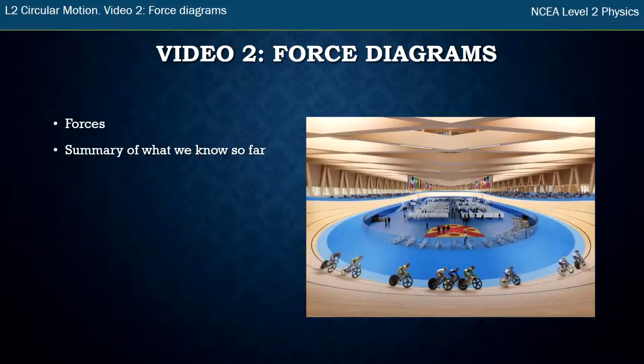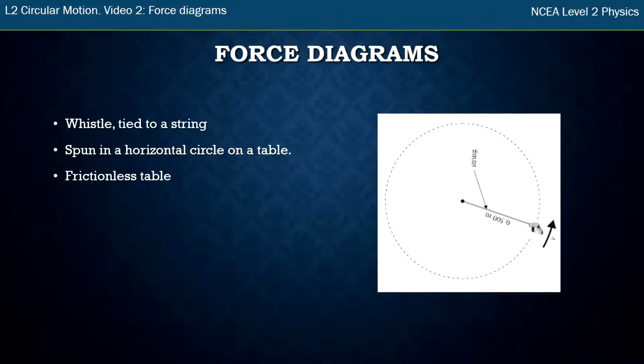Hi, this is Mr. McGovern, and welcome to the second video in the circular motion series, where we're going to talk about forces in circular motion. So we'll go back to our idea of the whistle tied on the string, spun on this horizontal table. So we're looking down on the whistle. This is a bird's eye view. And to make it really easy, it's a really smooth, frictionless table.